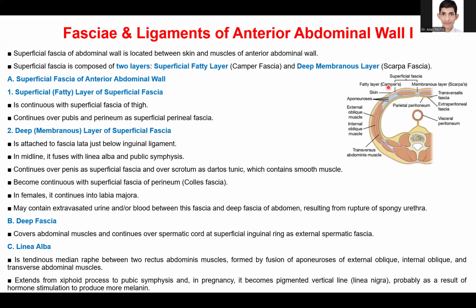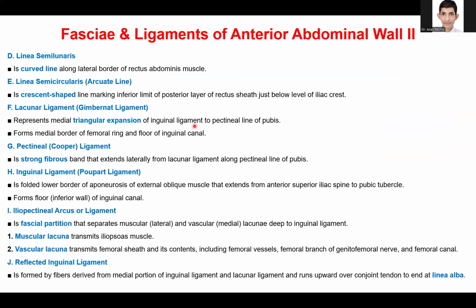We can see in the figure the fatty layer that is Camper's and the membranous layer that is Scarpa's, superficial fascia, and also the parietal peritoneum as well as the visceral peritoneum. And also the muscles: external oblique muscle, internal oblique muscle, transversus abdominis muscle. Linea semilunaris is a curved line along the lateral border of the rectus abdominis muscle. Linea semicircularis, that is the arcuate line, is a crescent-shaped line making the inferior limit of the posterior layer of the rectus sheath just below the level of the iliac crest.